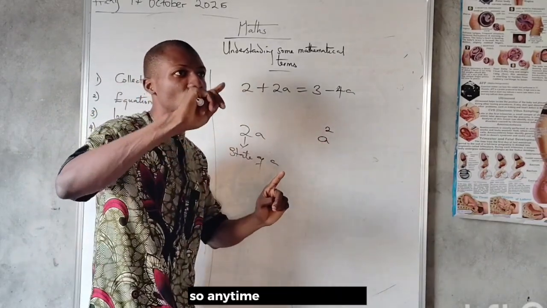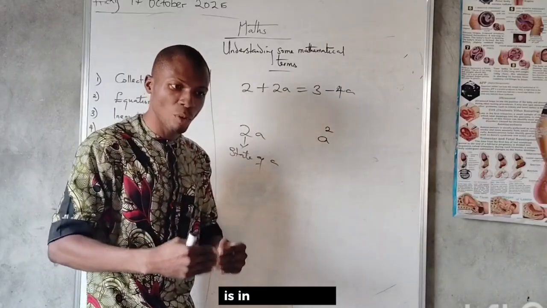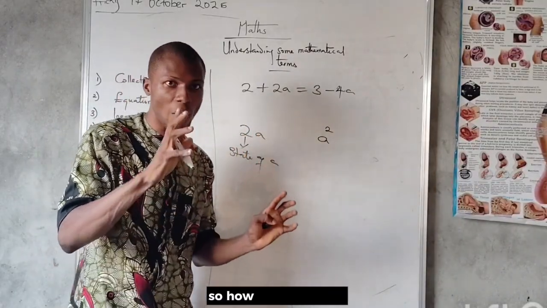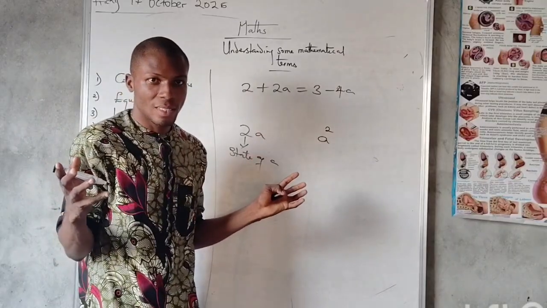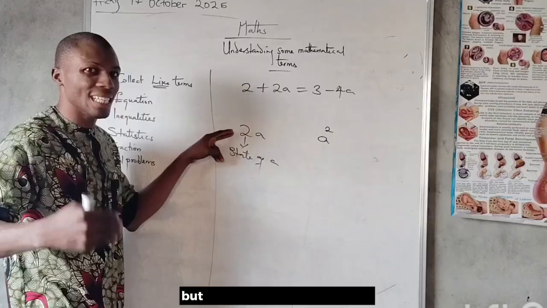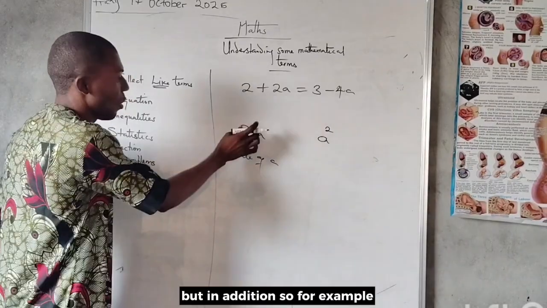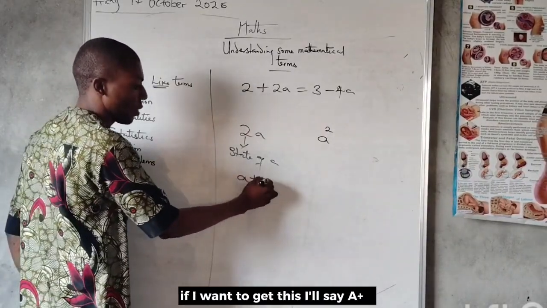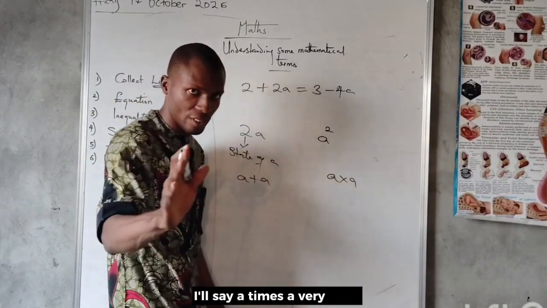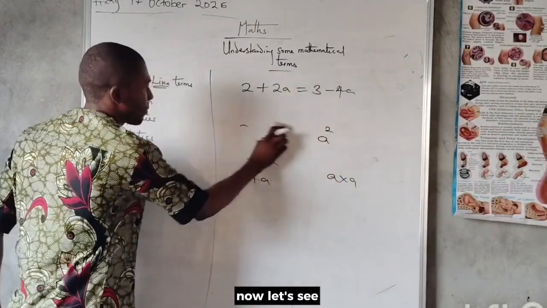So anytime something is up, it is in multiplication, but it's showing how they are. So how many is a? 2. You understand? But if it's down like this, it's showing its state, but in addition. So for example, if I want to get this, I'll say a plus a. I just added. If I want to get this, I'll say a times a. Very good.